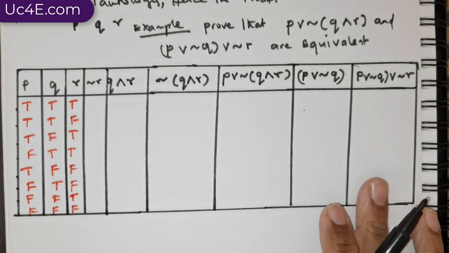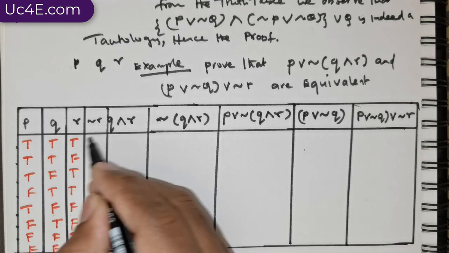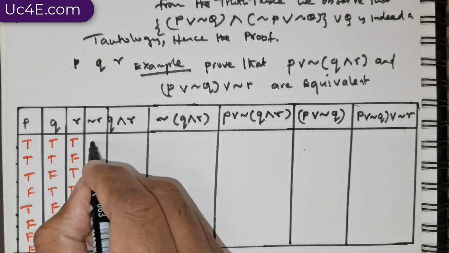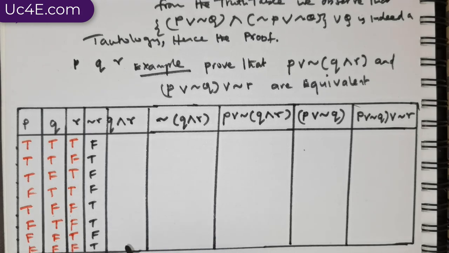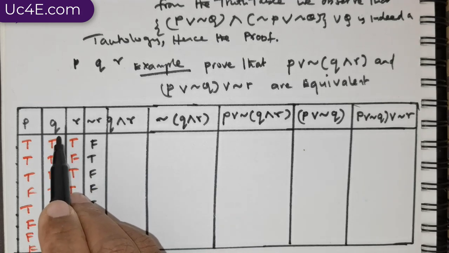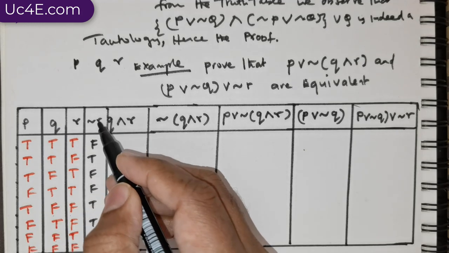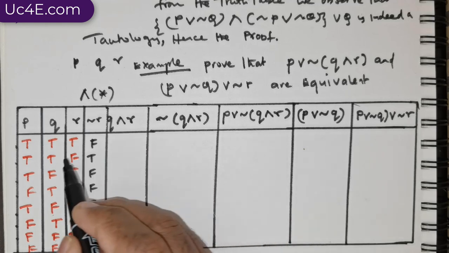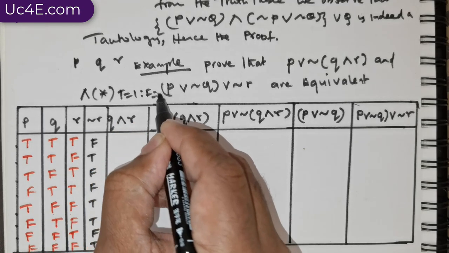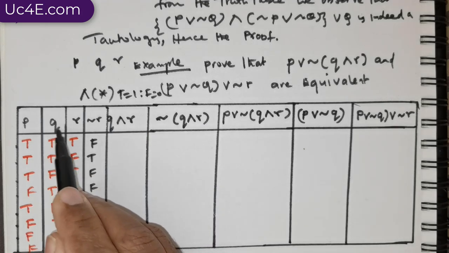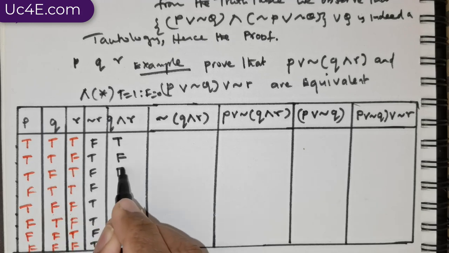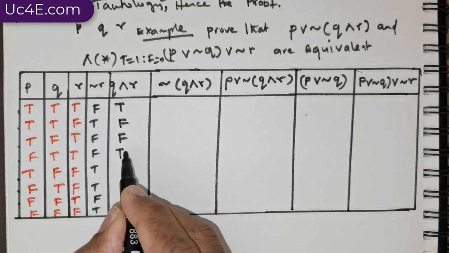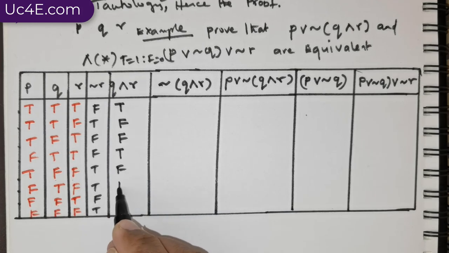So let's take the negation of R. Negation of R is whatever you got here, you have to reverse it. That's a better word. So T means this is F: F, T, F, F, T, T, F, and T. Now this is performing a conjunction between Q and R. As I mentioned to you, this is treated as a multiplication, and T takes the value 1 and F takes the value 0. So 1 into 1, you get 1. 1 into 0, you get 0. 0 into 1, 0. 1 into 1, 1. 0 into 0, 0. 1 into 0, 0. 0 into 1, 0. 0 times 0, 0.